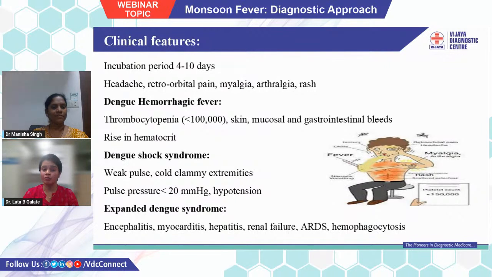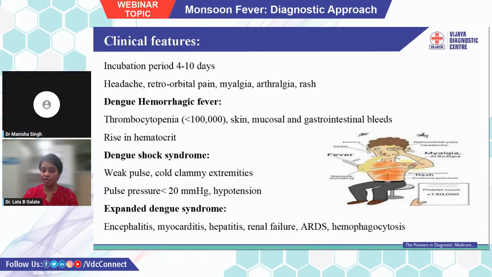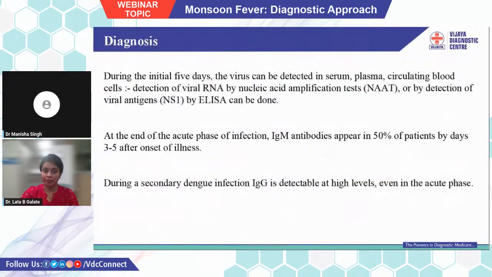Dengue shock syndrome: the patient presents with hypotension, pulse pressure of less than 20 mm of Hg, and weak pulse. Expanded dengue syndrome, which is nothing but the complications of dengue fever if not diagnosed and treated appropriately, includes encephalitis, myocarditis, hepatitis. To advise an appropriate test for diagnosis of dengue fever, one has to be aware of the timeline of the appearance of the dengue antibody.